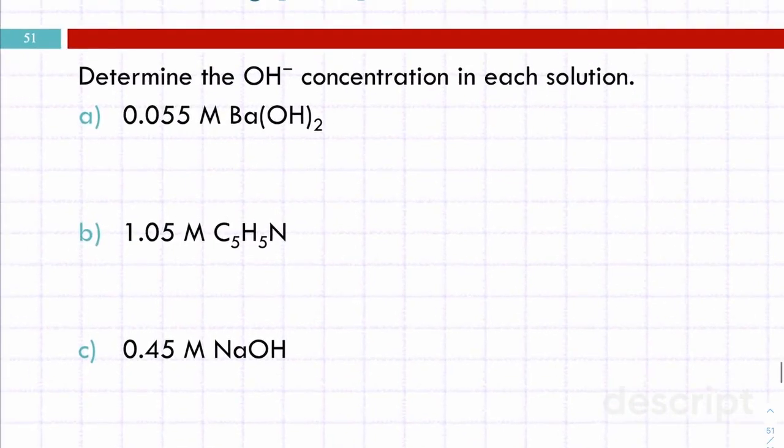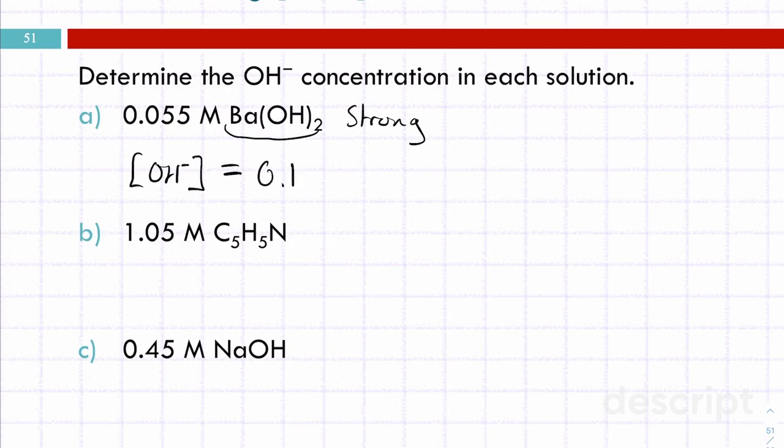Similarly, we can look at the relative concentrations of each of these solutions. If we have 0.055 molar barium hydroxide, the first thing you have to do is identify whether this is a strong base or weak base. Strong base. So the concentration of OH minus is going to be what? This one has a little extra twist. How many hydroxides are there in barium hydroxide? 2. So we multiply 0.055 by 2, because we get 2 hydroxides for every 1 barium hydroxide. So it'll be 0.110 molar.